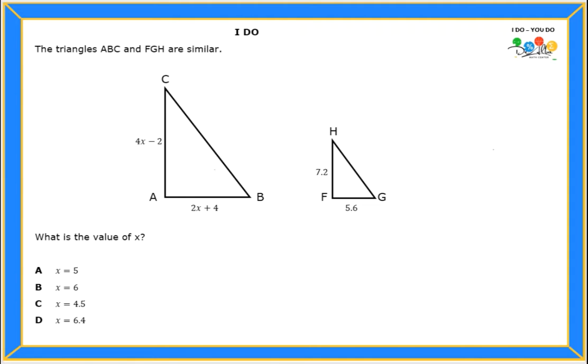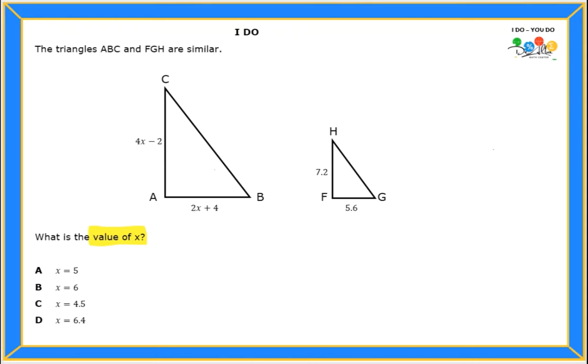Hello students, let's read the problem. It says that triangles ABC and FGH are similar. What is the value of x? So what I'm looking for is the value for x, right?